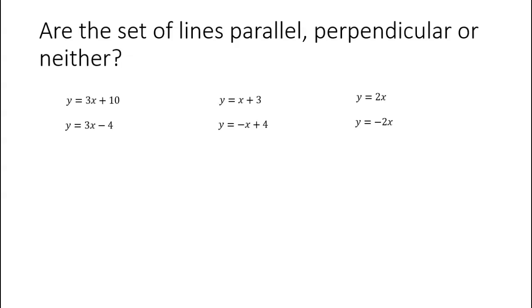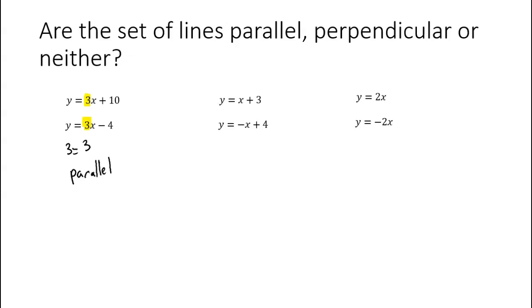All right, so I noticed that this line has a 3 and this line has a 3. So they are the same number, which means 3 is equal to 3. So these are parallel.